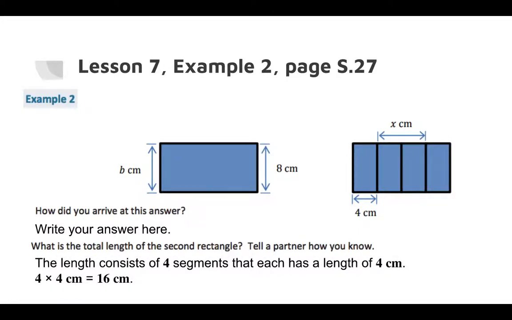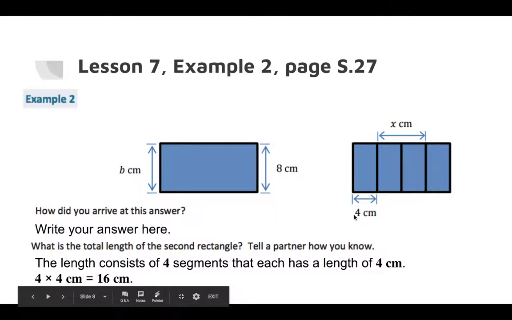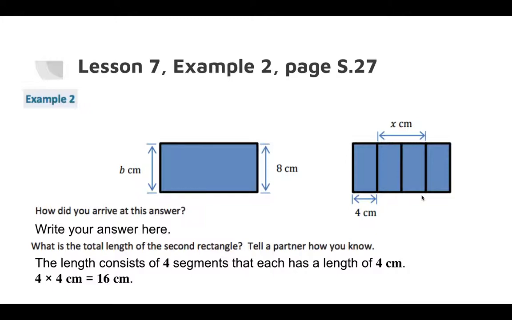So the length consists of 4 segments that each has a length of 4 centimeters. 1, 2, 3, 4. We know that's all 4 centimeters. So the total length of the second rectangle is 4 times 4 centimeters, and that equals 16 centimeters.